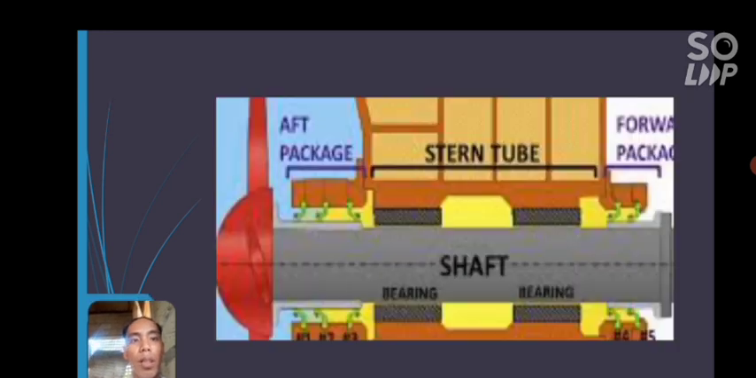So this is how it looks like. The propeller of the ship is connected by a shaft. Then in the shaft there's a stern tube. Then in the stern tube there is a bearing in it, so that when it rotates it will provide the motion of the propeller.